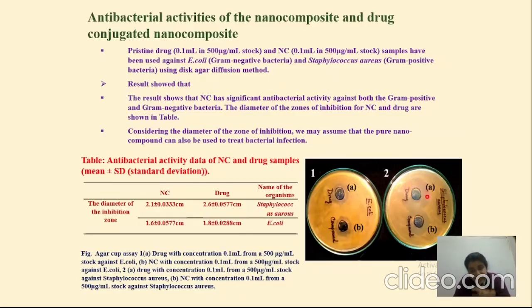So by measuring the diameter of this zone of inhibition, we can confirm that the nanocompounds can be used as antibacterial agent. So here we can see that for the pure nanocomposite, that means without any conjugation of the drug, the diameter of the inhibition zone is significant. That means only the pure nanocomposite can also be used as a very good antibacterial agent without using any external drugs, right?